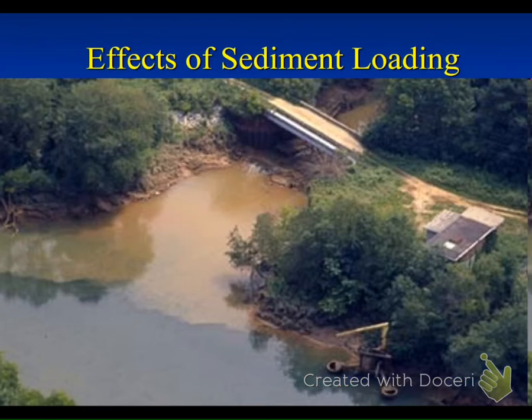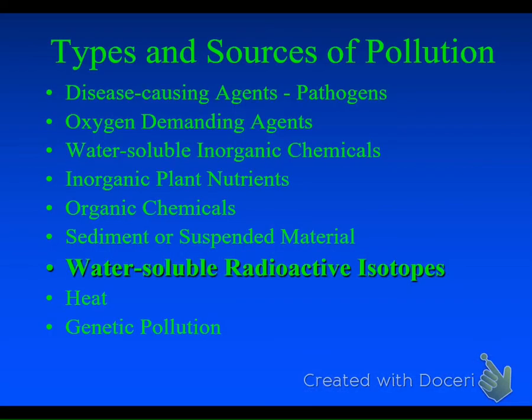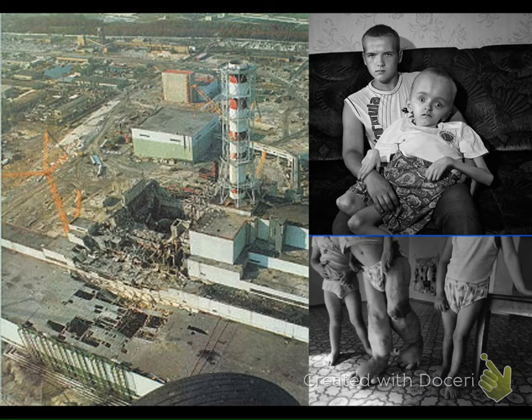Sometimes we get sediment. That's called increased turbidity. Are we going to get any photosynthesis there? No. We can get radioactive materials. That's from Chernobyl. There were instances of people downstream from Chernobyl that obviously had birth defects, teratogens.